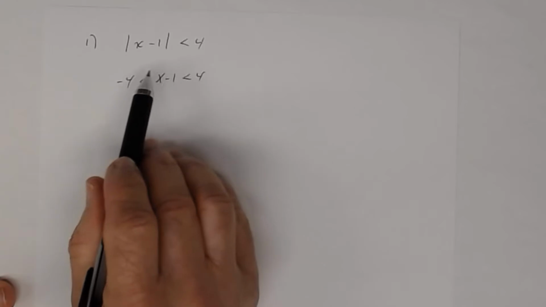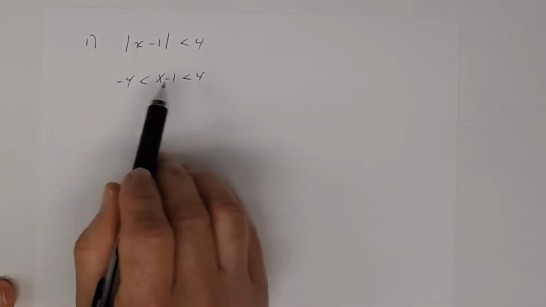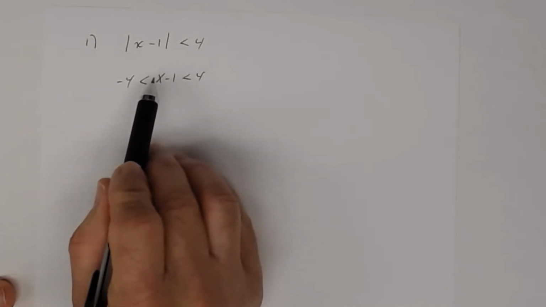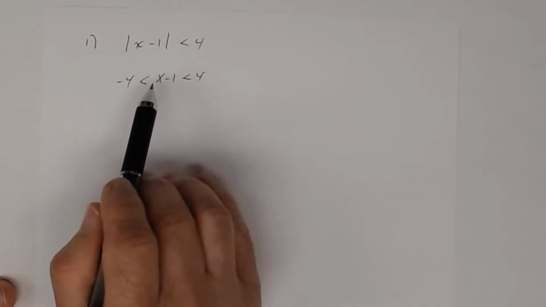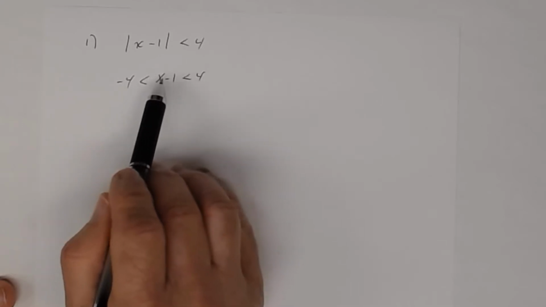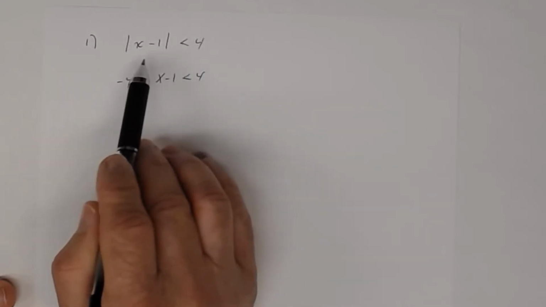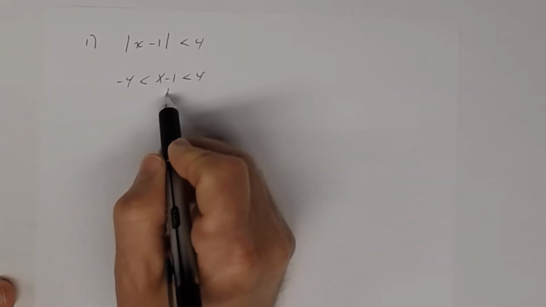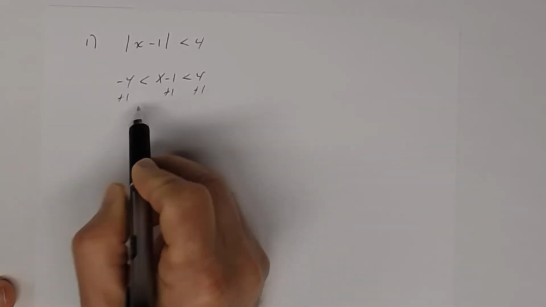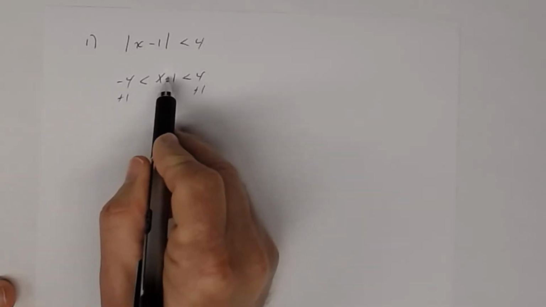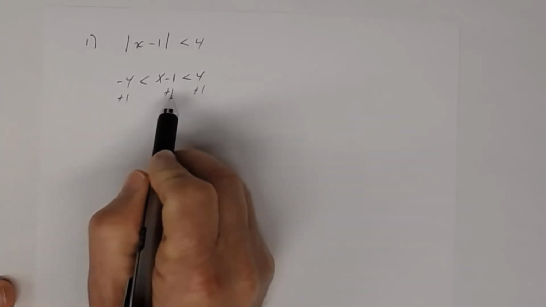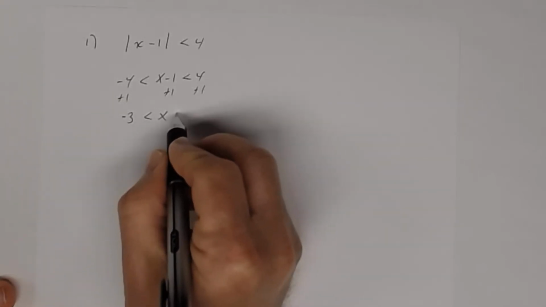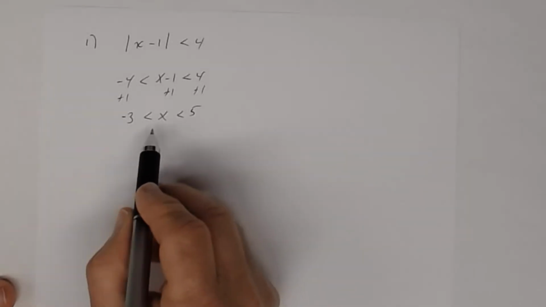Now the next thing you do, remember, the rest of this is from a previous lesson. You're going to get the variable x in the middle by itself, because you're trying to find what values of x will make this a true statement, will make that distance less than 4. So we're going to add 1 to all parts. There are 3 parts here: a left, middle, and a right. So -4 plus 1 is -3, less than x, less than 5. And I found the solutions.